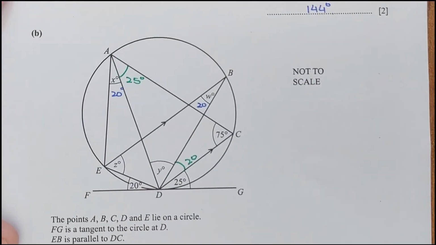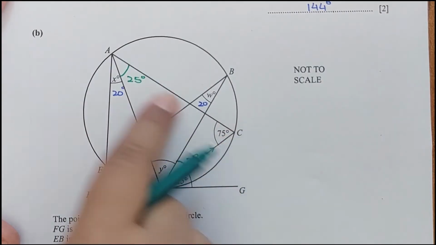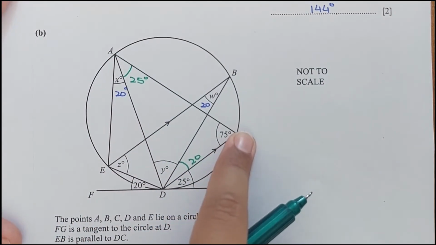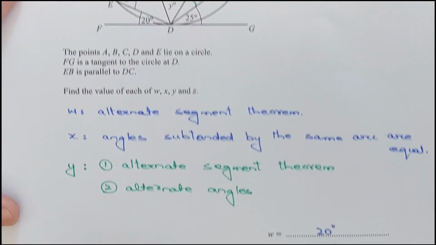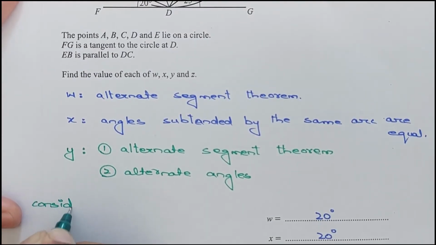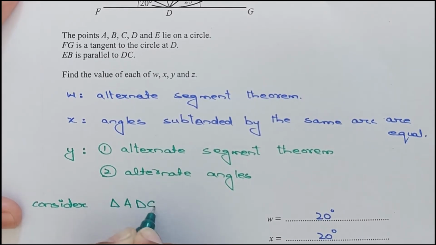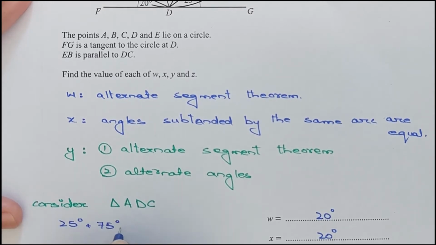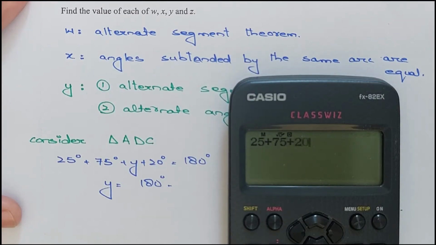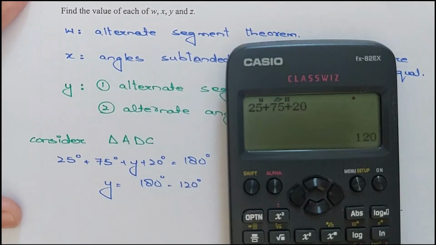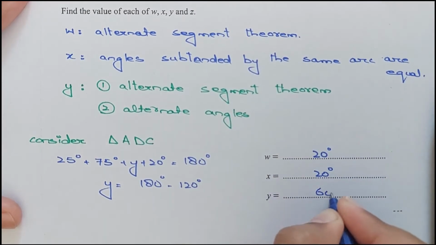All right. Now let me use this triangle A, D and C. Sum of all angles of a triangle add up to 180. So angle 25, angle 75, angle y plus 20 equals 180, and solving for y. Consider triangle A, D and C. Sum of all angles should be equal to 180. First angle is 25, angle C is 75, and angle D is y plus 20. This is 180. Solve for y. So y would be equal to, from 180, what we have to subtract. This is 25, 75 and 20. 120, which is equal to 60 degrees. Y is 60 degrees.